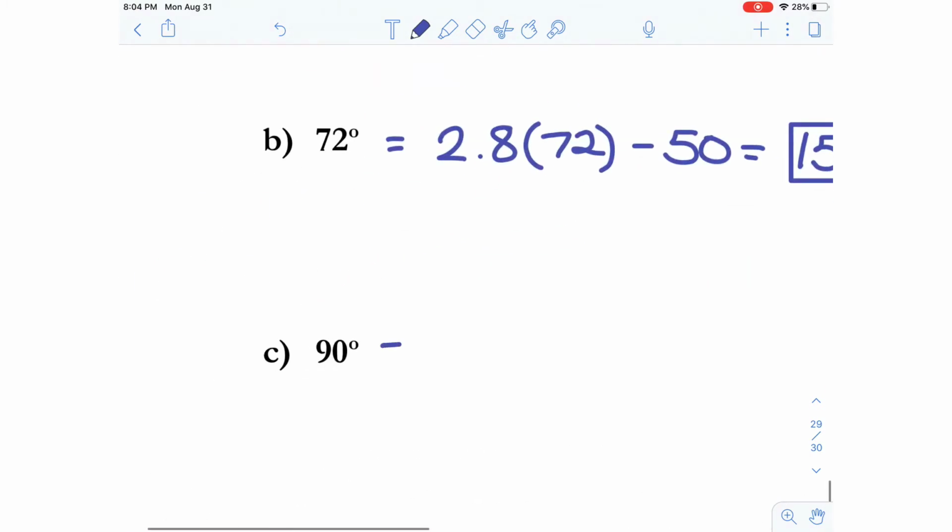Finally, 90 degrees. So 2.8 times 90, just plug and chug, minus 50. We're just going to plug in, it's the same thing, but we're plugging in 90. Oops, I made a mistake in my calculator. So 2.8 times 90 and then minus 50. I got 202.